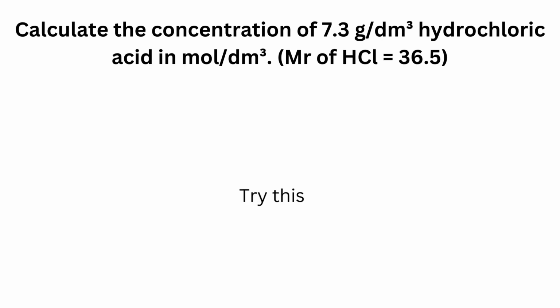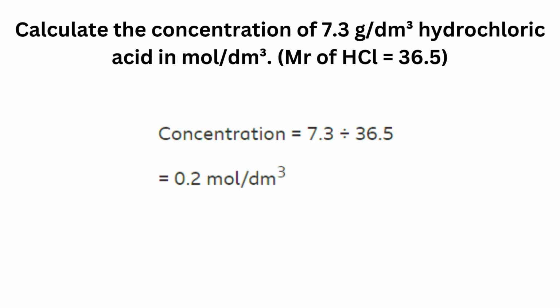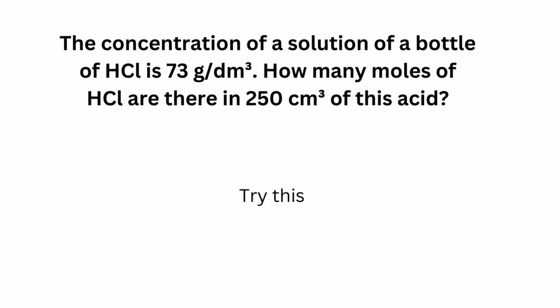Another example, calculate the concentration of 7.3 gram per dm cube hydrochloric acid in mole per dm cube. MR of HCl equals 36.5. Please try this example. And you get the answer as 0.2 mole per dm cube. Another example, the concentration of a solution of a bottle of HCl is 73 gram per dm cube. How many moles of HCl are there in 250 cm cube of this acid? Please try this example. Answer is 0.5 mole.